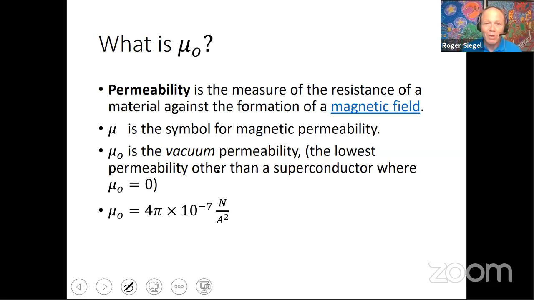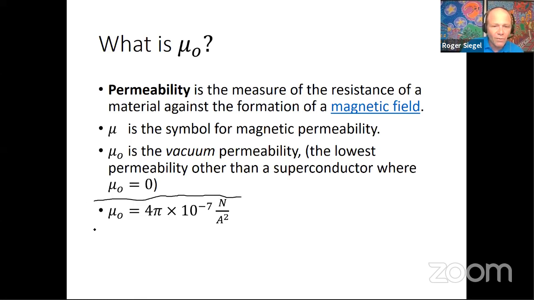Now mu naught is the permeability of free space. This is the number that we're going to use, and this is on a formula sheet. If we were doing problems, this is how we would find mu naught. It would be 4 pi times 10 to the minus 7, and the units are newtons per ampere squared. All right. I would not lose any sleep over trying to understand mu naught. It's not really something we have to understand at this level.